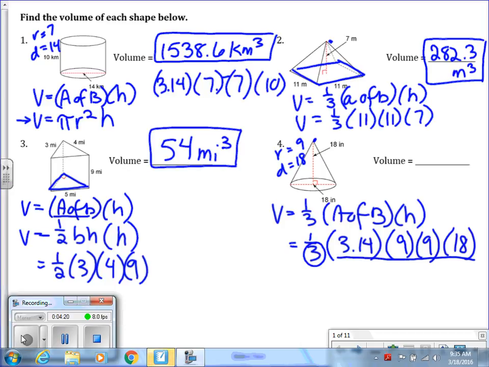When I do all that, I'm going to write it over here: 1526.04 inches cubed. There's the volume of that cone.